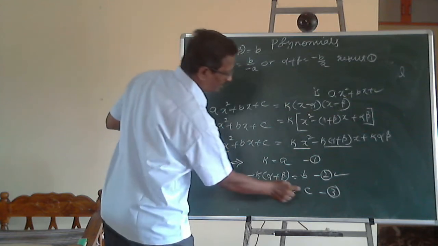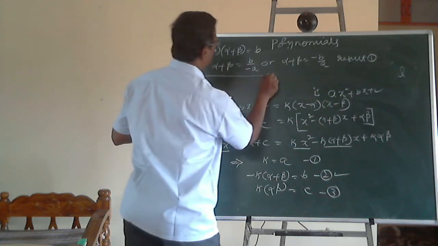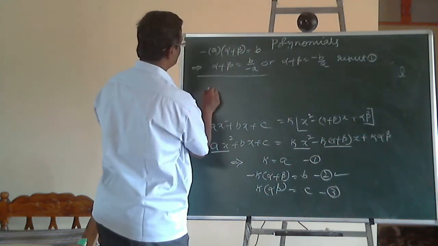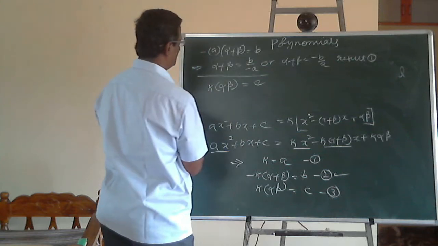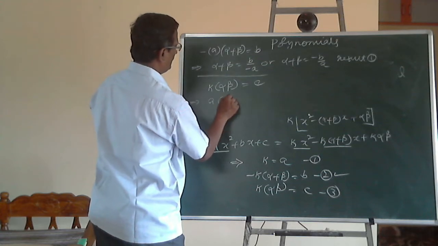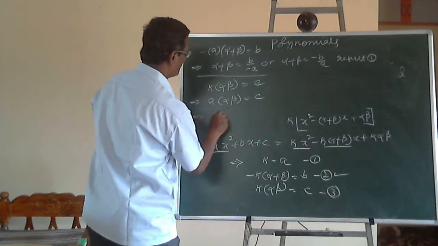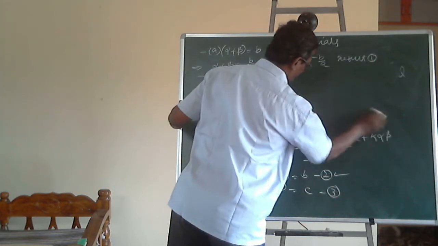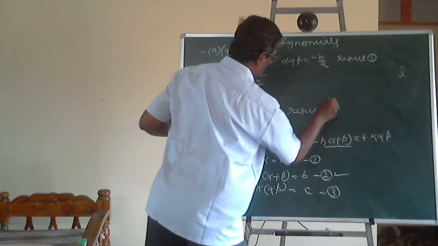Similarly, on comparing this and substituting this k value, k into alpha into beta is equal to c, k is equal to a, so a into alpha into beta is equal to c. This implies alpha into beta is equal to c by a. It is result 2.